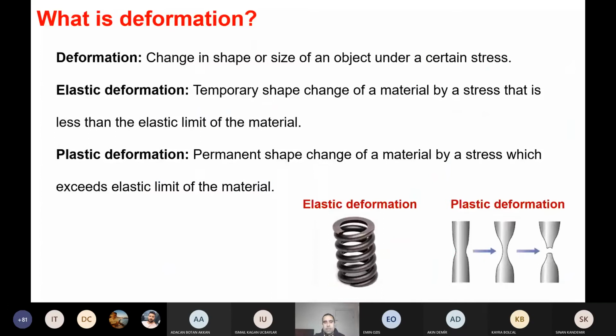So if we go back to our subject, before we talk about metal forming, we should understand what deformation is. Deformation, the dictionary explanation: change in shape or size of an object under a certain stress. I think it is quite clear and everybody knows more or less what deformation is. And this deformation can happen in two different ways in a material. The basic two categories are elastic deformation and plastic deformation. Elastic is a temporary shape change, which means that once the stress acting on a material is removed, this material or body gets back to its original shape.